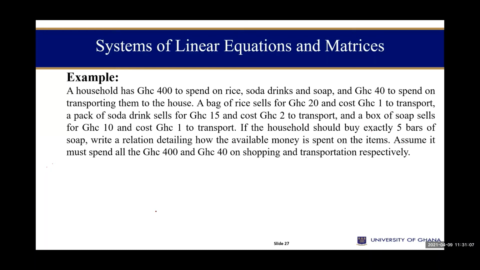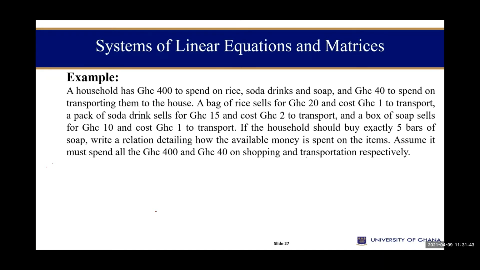Guys, let's define our decision variables. We've done an example, so it shouldn't be a problem. Define your decision variables. Identify the coefficients. Identify the resources. Quickly, how many decision variables do we have here? Three. Okay, so let's define the three.